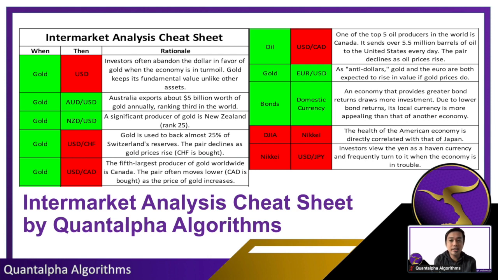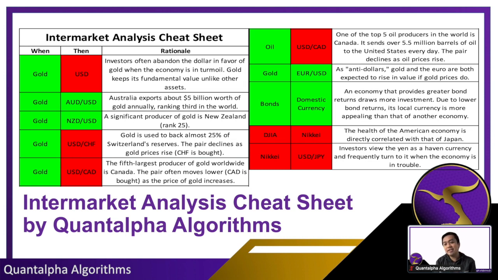Okay, so another intermarket analysis: the DJIA, or the Dow Jones Industrial Average, which is one of the stock exchanges of the United States of America. When the Dow Jones goes down, the Nikkei goes down as well. Now, what is the Nikkei? Actually, the Nikkei is the stock exchange of Japan. If the US has the Dow Jones, the S&P 500 and the NYSE, Japan has the Nikkei. The rationale is that the health of the American economy is directly correlated with the Japanese economy.